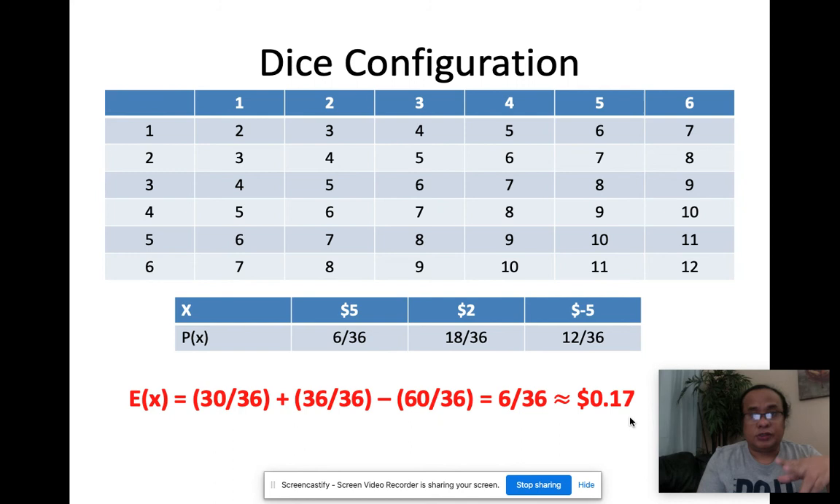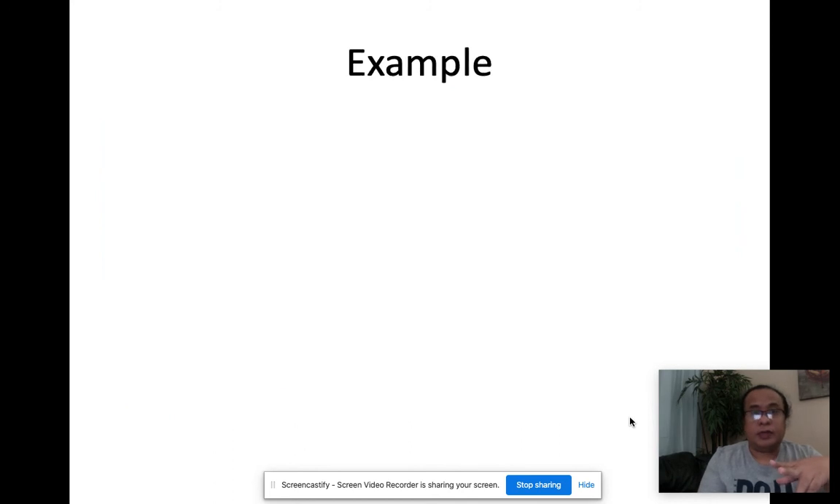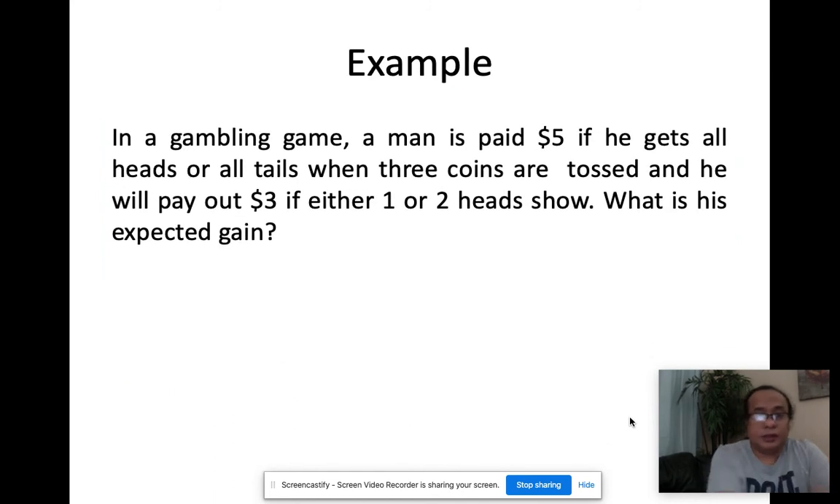Any questions so far? Okay. Next example. In a gambling game, a man is paid $5 if he gets all heads or all tails when 3 coins are tossed, and will pay out $3 if either 1 or 2 heads show. What is his expected gain?